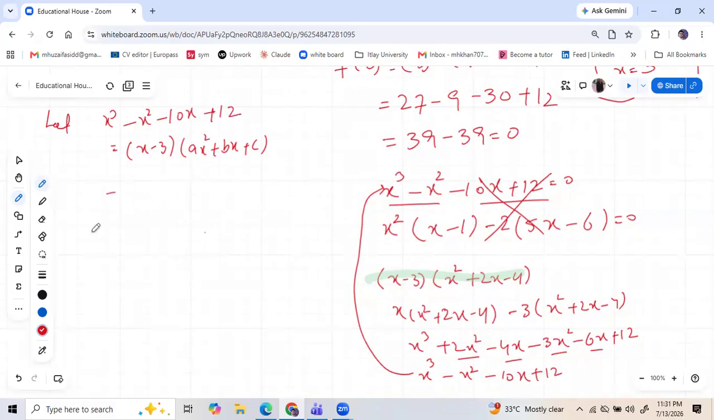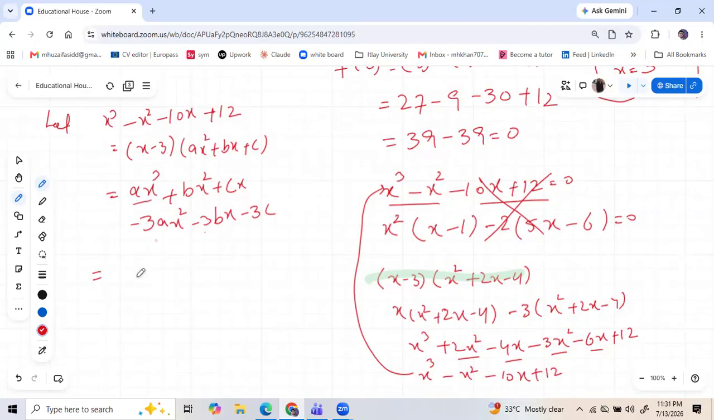So when we are multiplying here, this is the a of x cube, and this is the b of x square, and this is c of x. When we are multiplying minus 3, this is the minus 3a of x square, and minus 3b of x, and after this minus 3c. Now you can rearrange the equations with the help of the a terms.